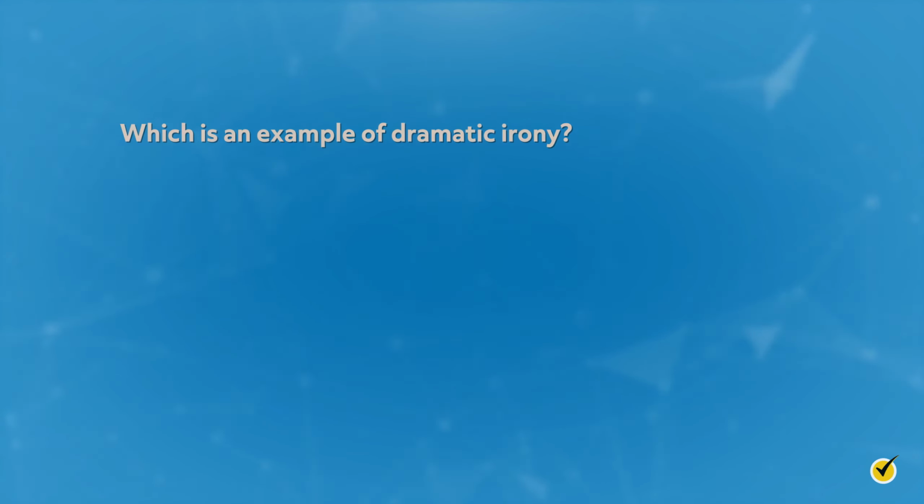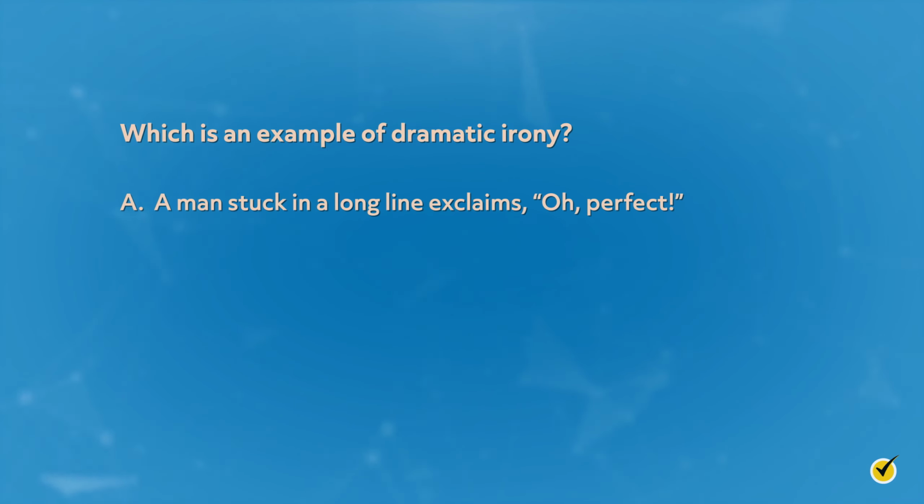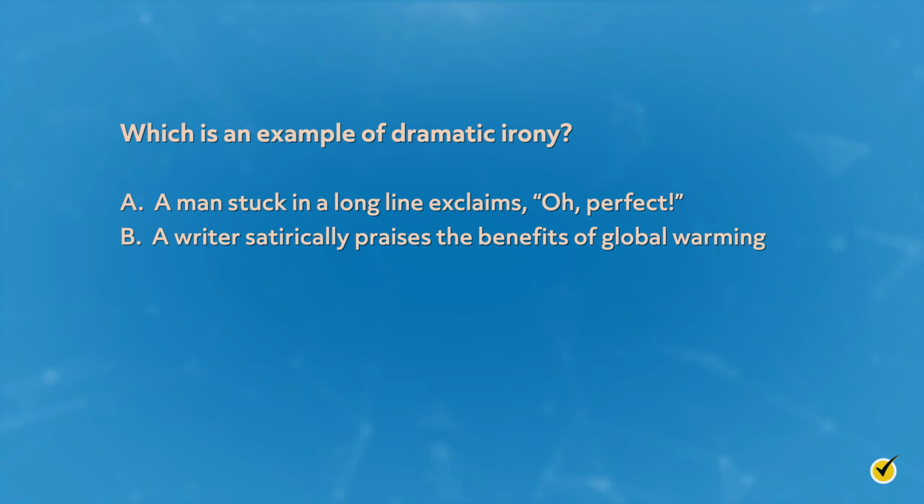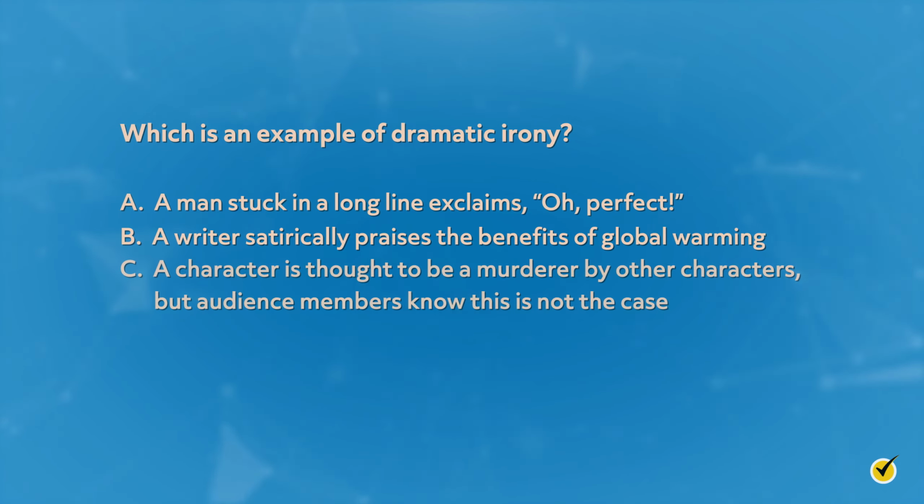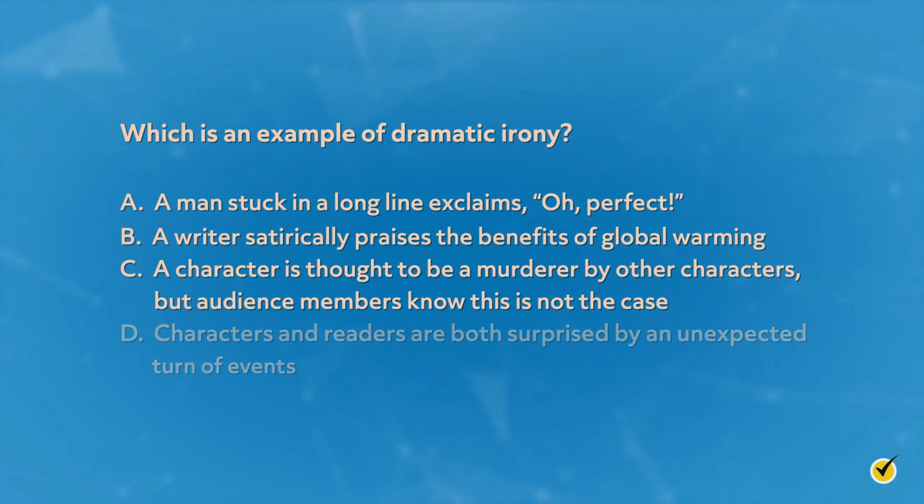Here's a quick review question to test your knowledge. Which is an example of dramatic irony? A. A man stuck in a long line exclaims, "Oh, perfect." B. A writer satirically praises the benefits of global warming. C. A character is thought to be a murderer by other characters, but audience members know this is not the case. D. Characters and readers are both surprised by an unexpected turn of events.